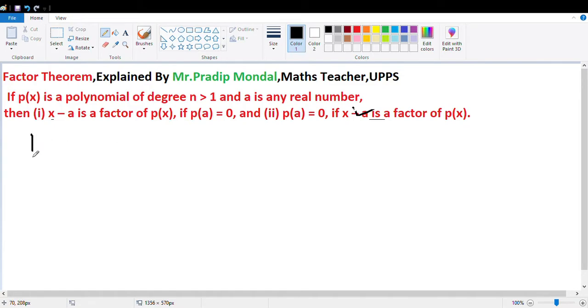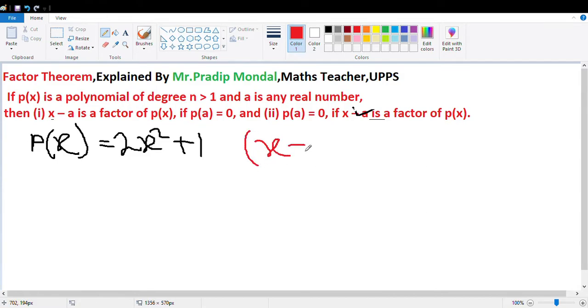Okay, so let us take one example of a polynomial. Let p(x) be a polynomial, and this polynomial is equal to 2x square plus 1. Very simple polynomial I have taken. Now for this polynomial, if this polynomial is divided by x minus a, just try to understand, this p(x) polynomial is being divided by x minus a.